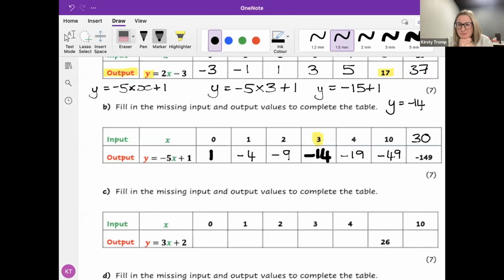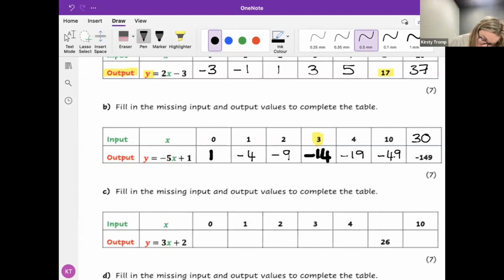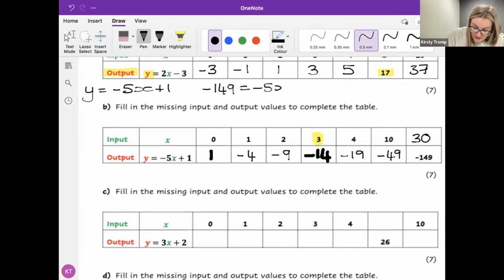I don't understand how we got 30 from negative 149. Okay, I agree. It's a tough one. Let's do it together. My sum is y is equal to negative 5x plus 1. Happy with that? Now, instead of seeing y, I'm going to see negative 149 is equal to negative 5x plus 1.